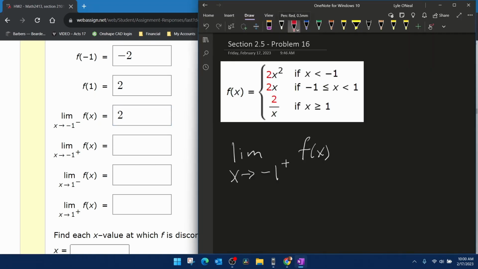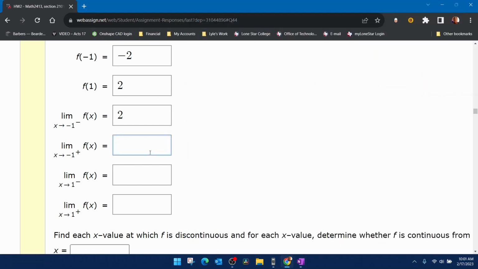And next, the only difference in the next limit is they want us to approach -1 from the right. So that would indicate that we're coming in from values above -1. In other words, the numbers would be greater than -1. And again, since this middle piece is polynomial, we can simply do direct substitution and calculate that limit. Replacing x with -1 is going to give us -2. And then we can input that into our WebAssign.